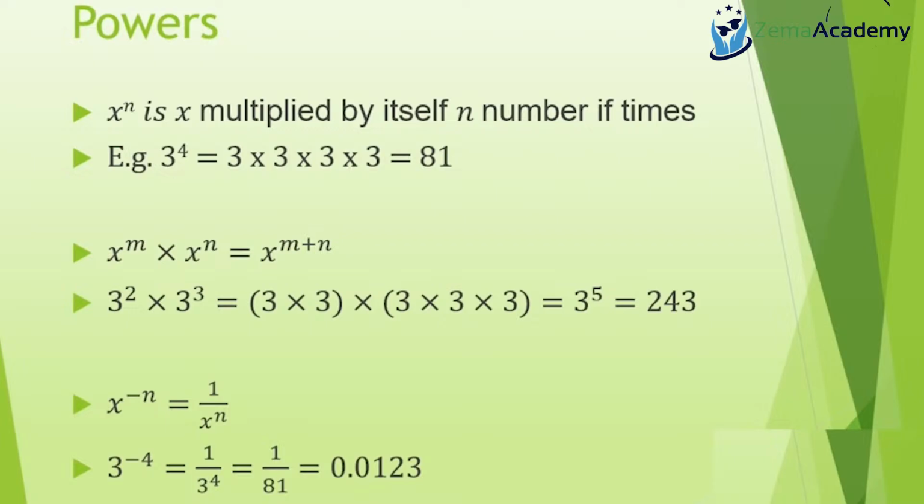The next rule I've got on here is to do with a minus n. So, x to the power of minus n is the same as saying 1 over x to the power of n. So again, the example we've given is 3 to the power of minus 4 is exactly the same as saying 1 divided by, or over, 3 to the power of 4, which equals 1 over 81, and that's 0.0123.